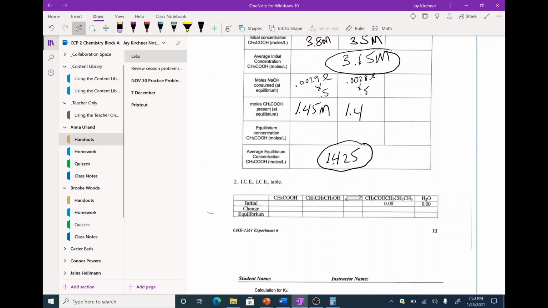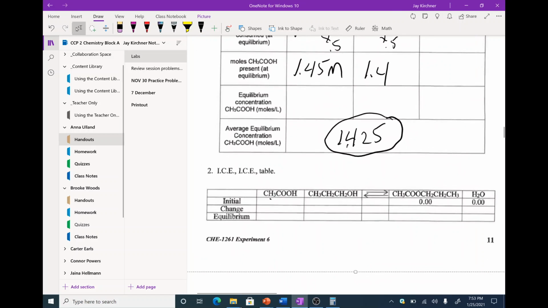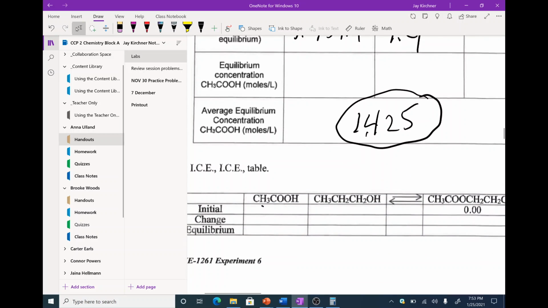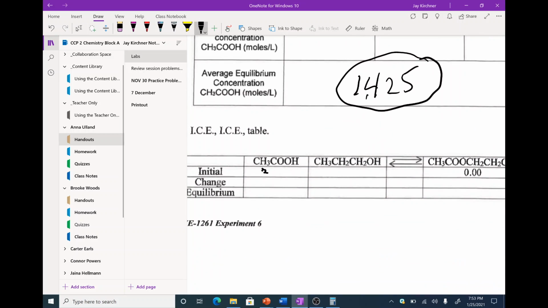So the key thing in this equilibrium table is if we put in, let me enlarge this a little bit, we put in 3.65 here, our average, and we put in 1.425 here. I'm sorry, we got 1.425 at equilibrium. We can figure out our x, and x is going to be really important actually. So our x is, what is 3.65 minus 1.425?